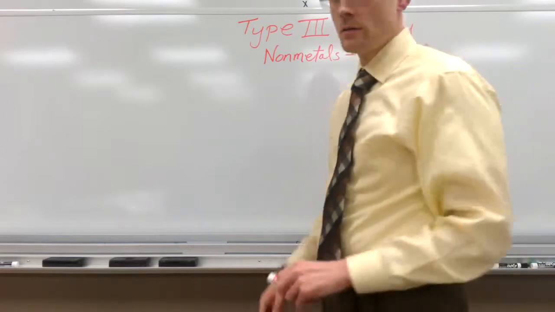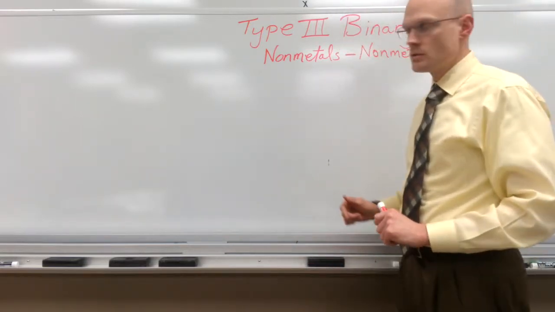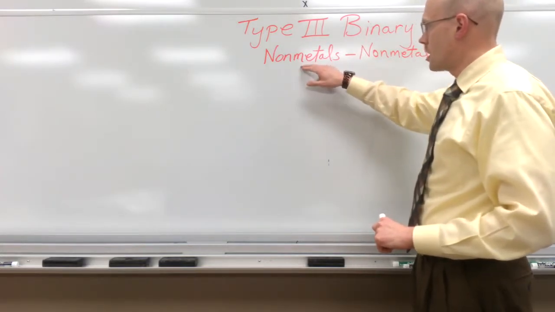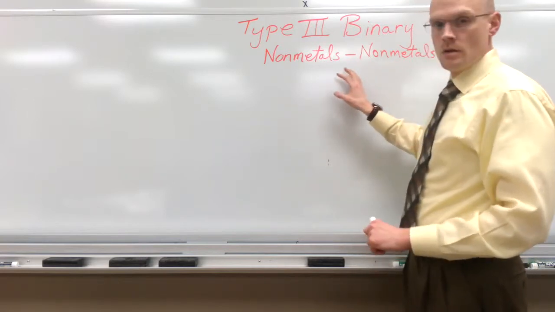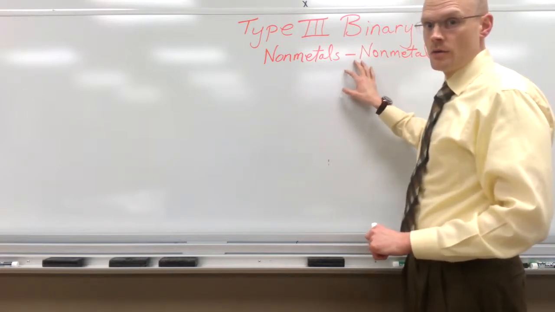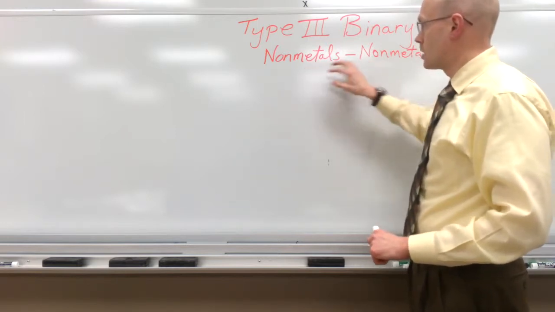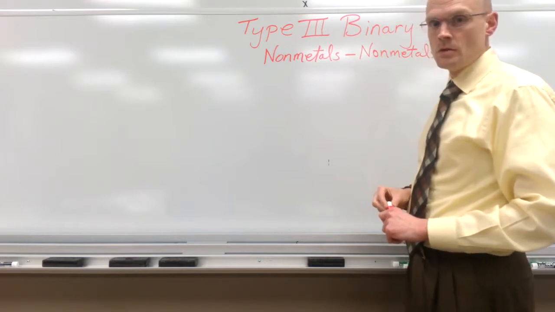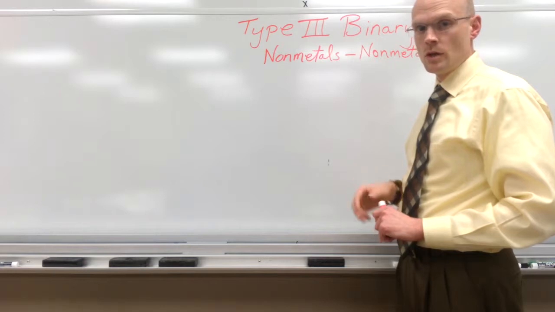Let's take a look at type 3 binary compounds. These compounds are recognizable because they involve nonmetals bonded with nonmetals. There are no ions here, no cations and anions coming together. We have nonmetals and nonmetals coming together. So again, binary, two types of elements, two elements.